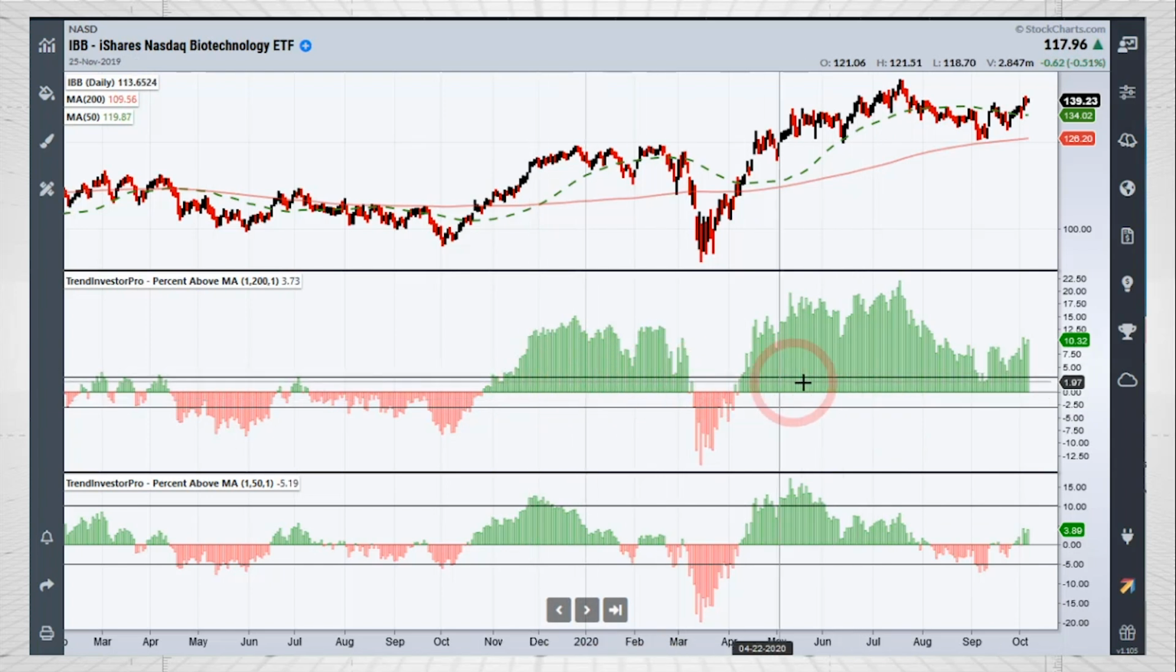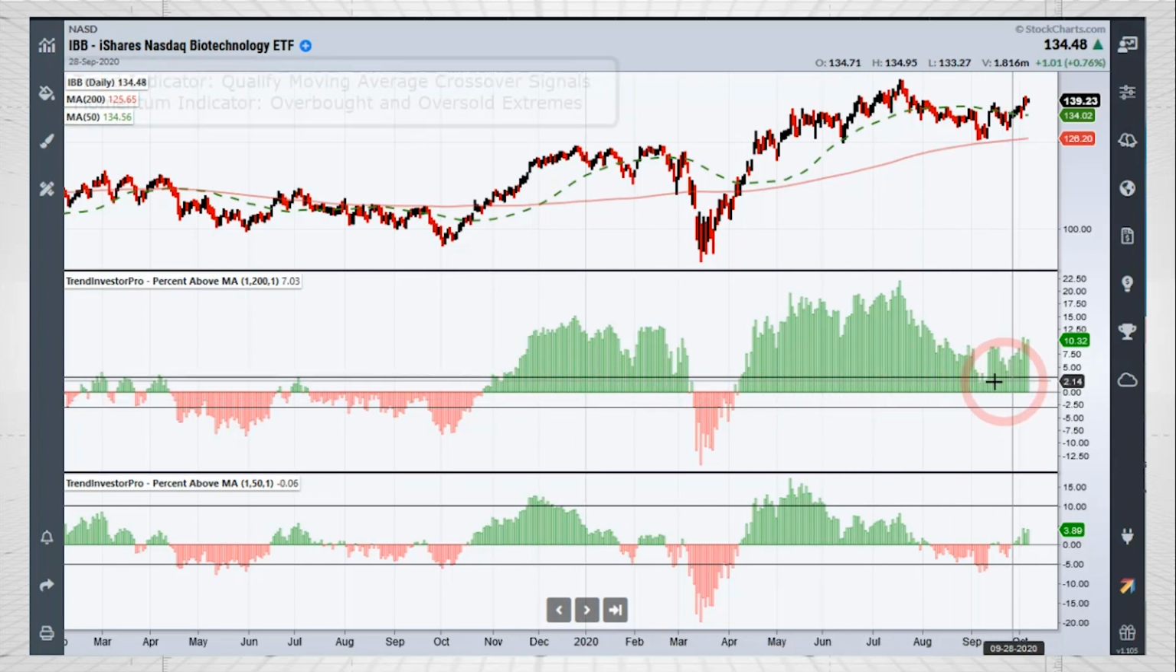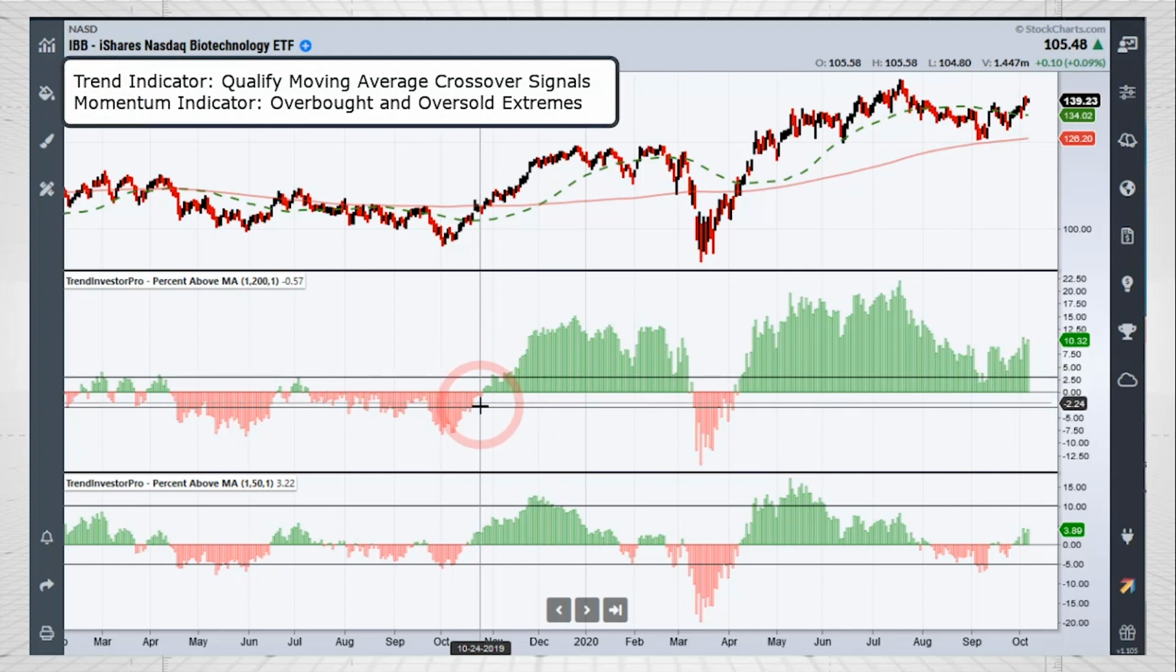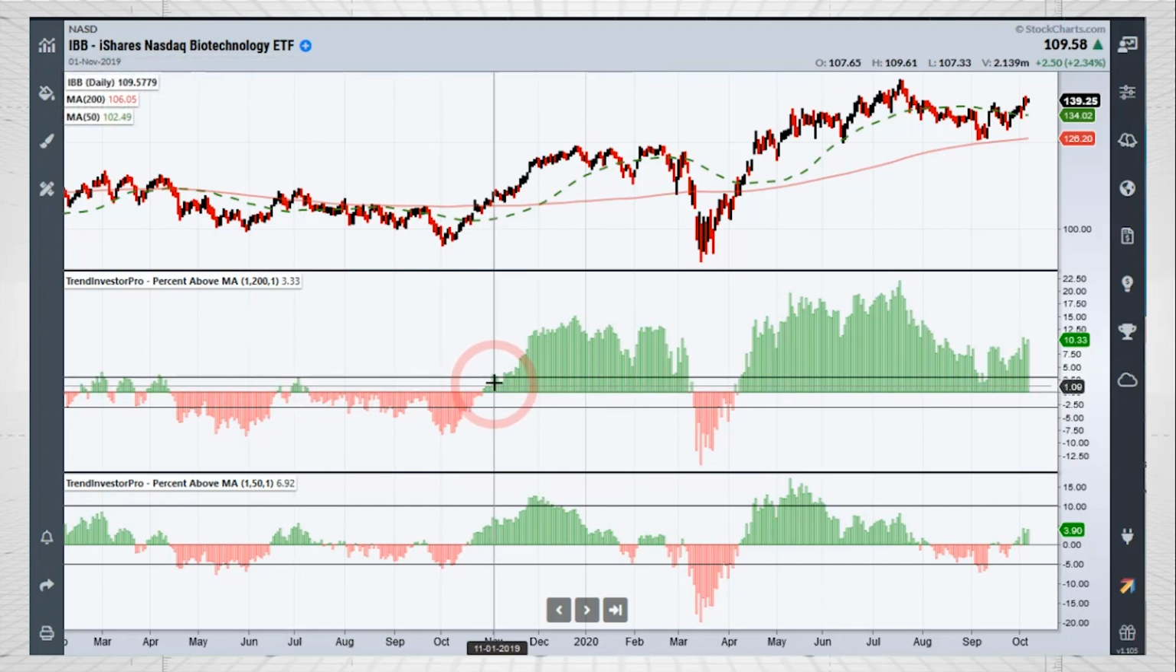This is a percentage above the 200-day moving average, and we've got lines at +3 and -3 to filter the crosses. So we just don't take a cross above the 200-day. We want it to get above 3% to signal a decent cross. And we had a decent cross here in 2019-20. We got a bearish cross there in March 2020, but a nice bullish cross there in early April, and it remains on a bullish cross.